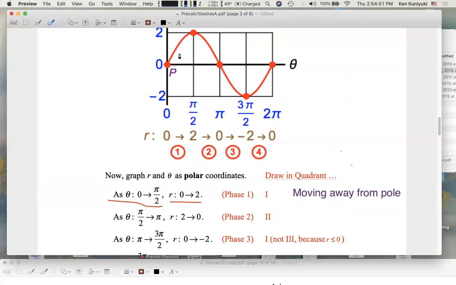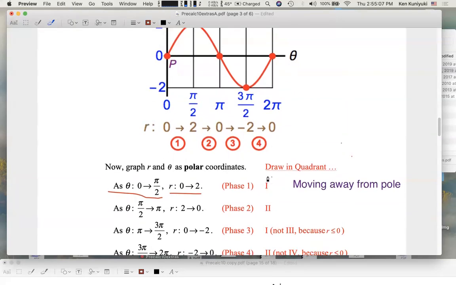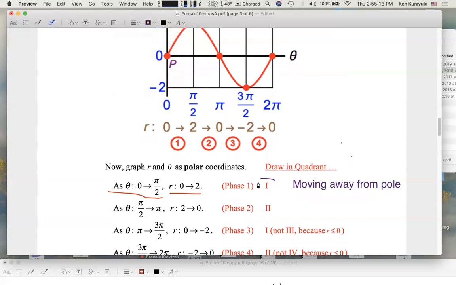And because r is positive in quadrant 1, then according to theta, we think we're moving in quadrant 1, and because r is positive here, in fact, the particle is moving through quadrant 1. I'll put this in purple. Quadrant 1 and moving away from the pole.